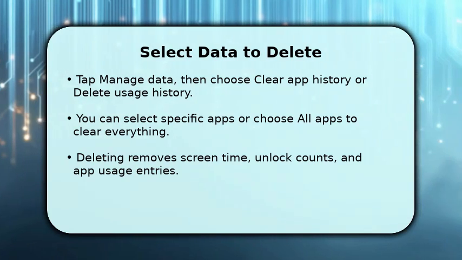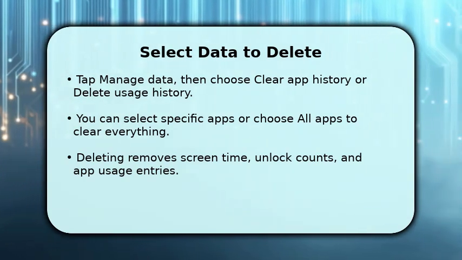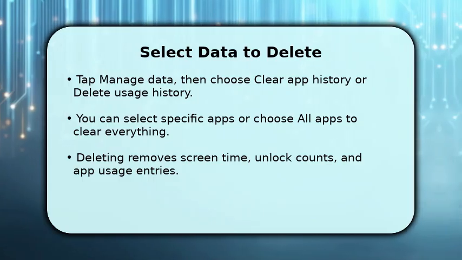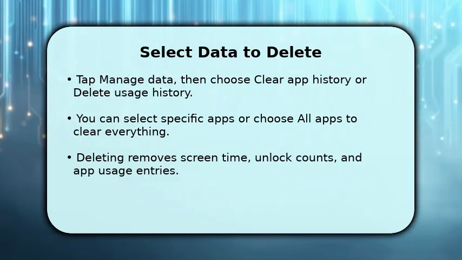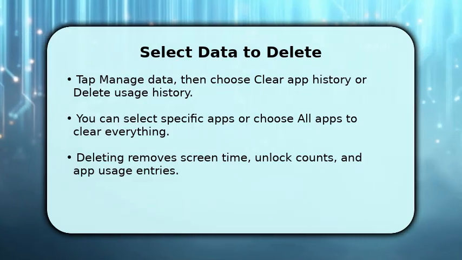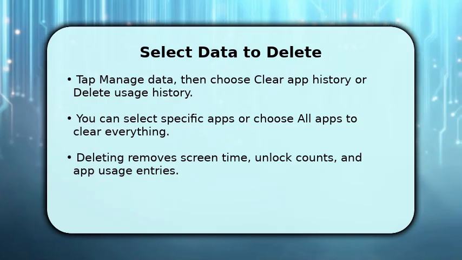On the Manage Data screen, pick the apps you want to clear. To remove everything, choose All Apps or use the checkbox next to each app. Tap Clear App History or Delete Usage History to prompt a confirmation dialog. The confirmation lists what will be removed, like screen time and unlock counts.